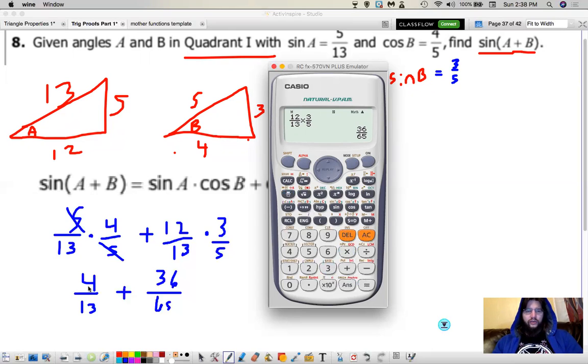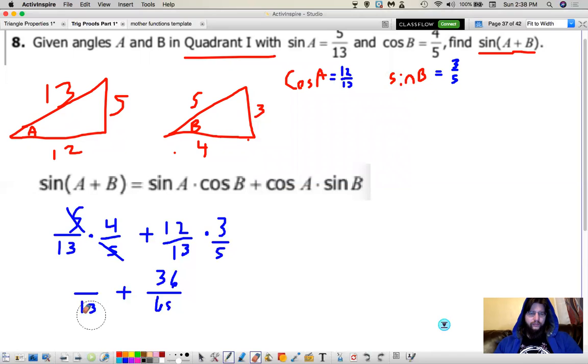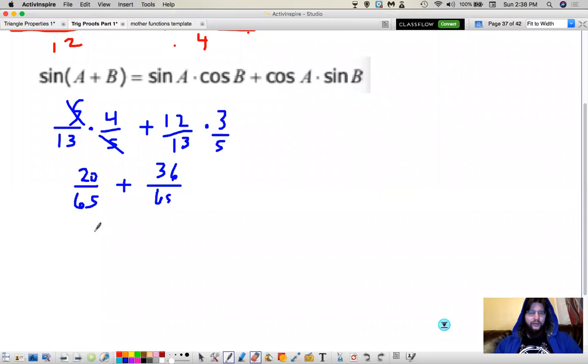And this is going to be 20 over 65, right? So I didn't need to cancel that out. It helps if I didn't, actually. So that's 20 over 65. I'll just rewrite it. One time when canceling doesn't help you. I'll simplify to the end here. And that's going to be 56 over 65. And those do not have anything in common. So that's our answer. Done.